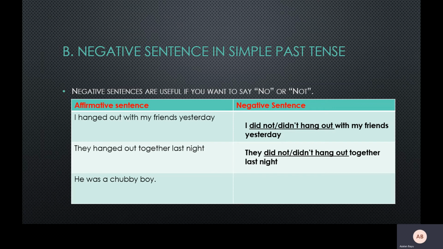We can actually look at the negative signal here, did not or didn't. Okay, it's already enough to show that this is past tense. Okay, he was a chubby boy. Okay, when you use an adjective, chubby, it becomes he was not a chubby boy. Okay, you just add not after the be verb.